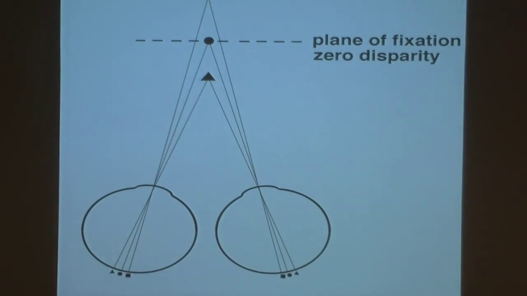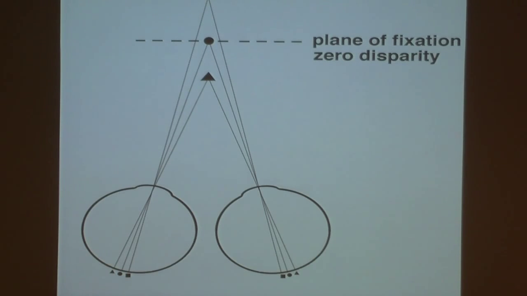Stereopsis is just geometry. You have two eyes, they're separated by a few inches, they see the world from slightly different points of view. So if you're looking at an object, it casts images on corresponding parts of your two retinas, but objects that are closer or farther away cast images on non-corresponding parts of your two retinas.